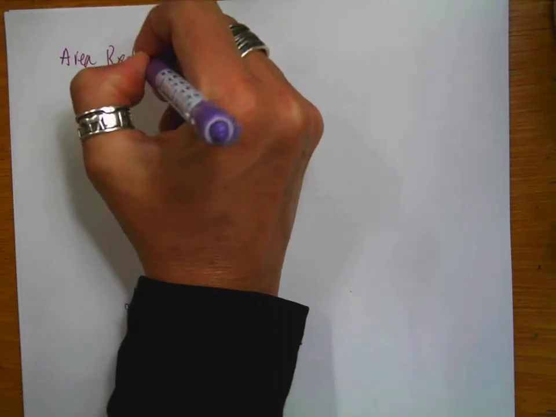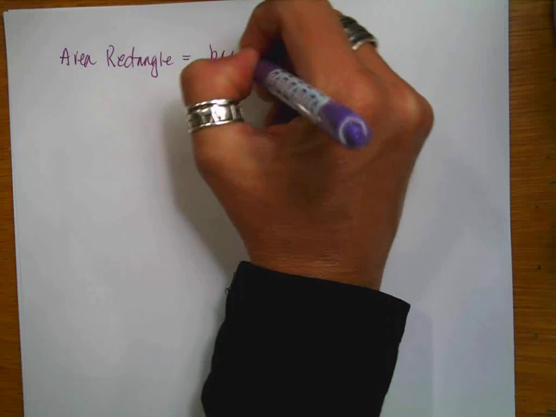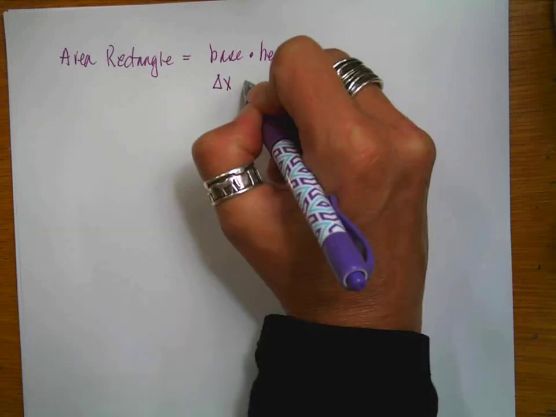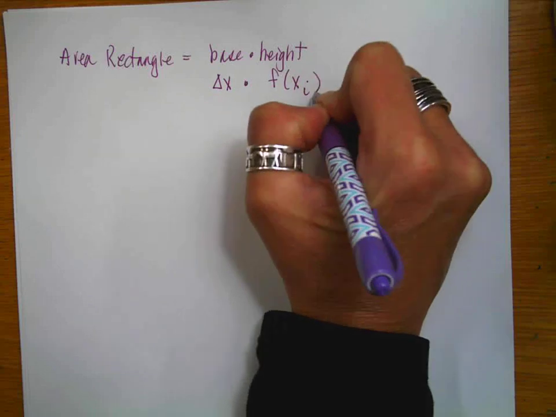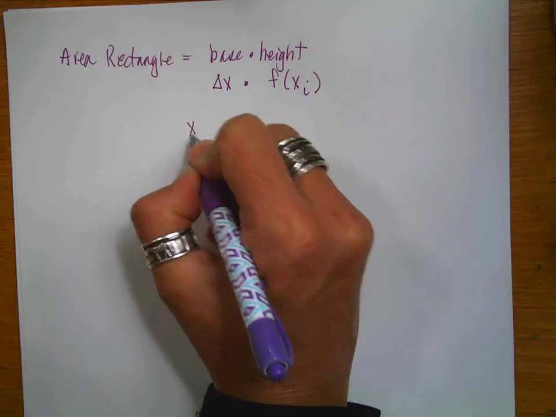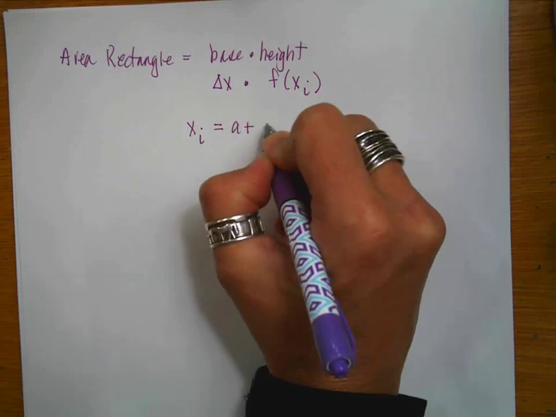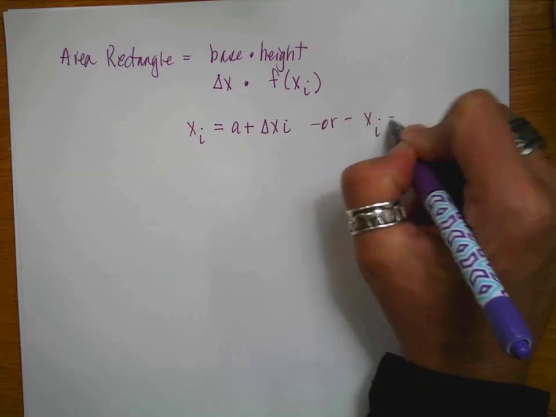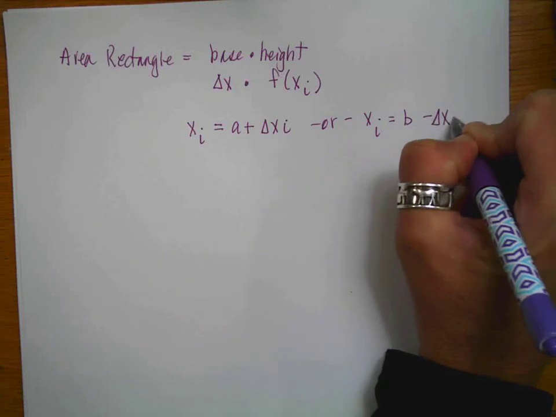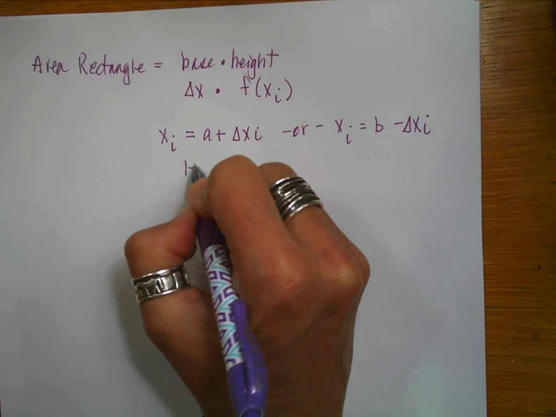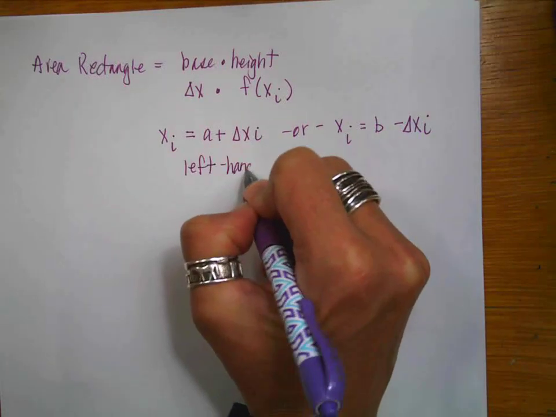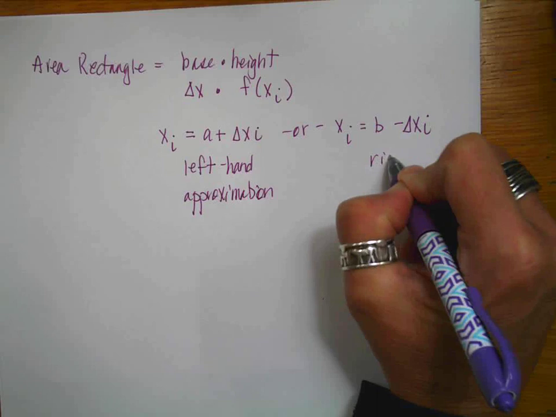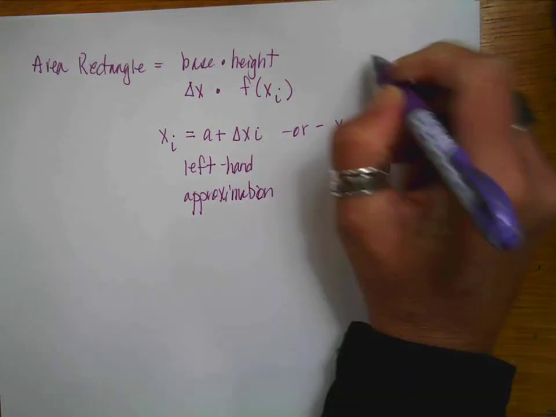So the area of a rectangle is going to equal the base times the height, okay? So the base, we've already talked about this, is delta x. The height is going to be the function evaluated at some x values. x sub i is going to equal a plus delta x times i, or it can be x sub i is equal to b minus delta x times i, okay? This is going to be called a left-hand approximation, and this one is going to be called a right-hand.